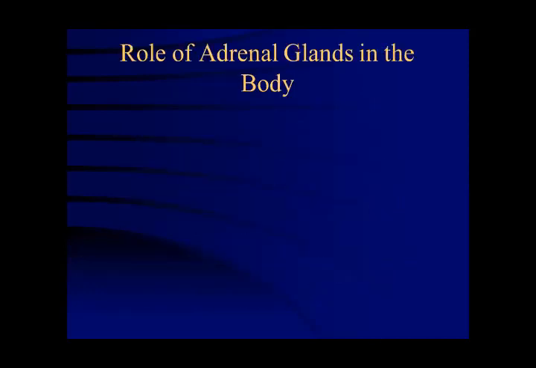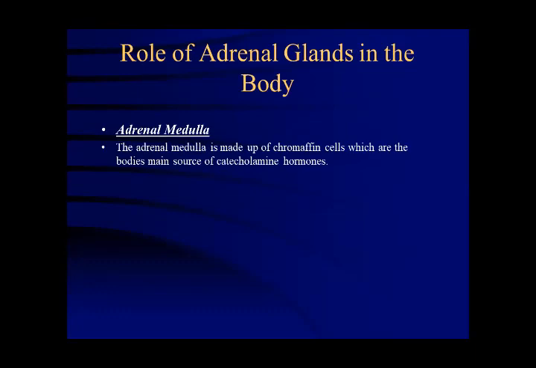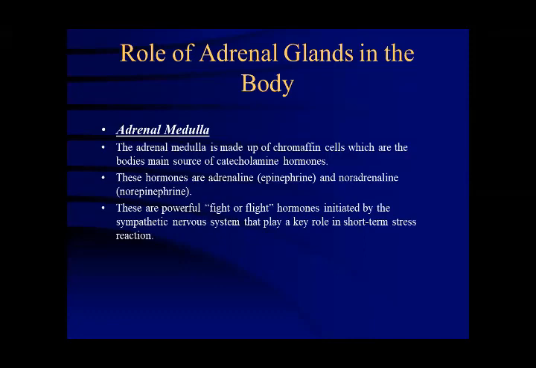So what is the role of the adrenal gland in the body? First of all, we will talk about the adrenal medulla. This is made up of chromaffin cells, which are the main source of catecholamine hormones. These hormones are called catecholamine hormones: epinephrine and norepinephrine. Epinephrine is called adrenaline and norepinephrine is called noradrenaline. These two hormones are secreted there and are called fight and flight hormones.